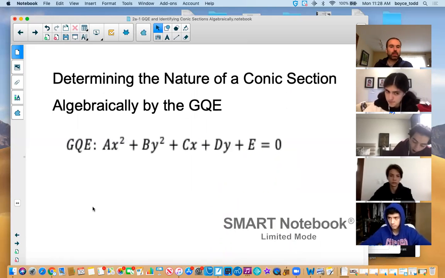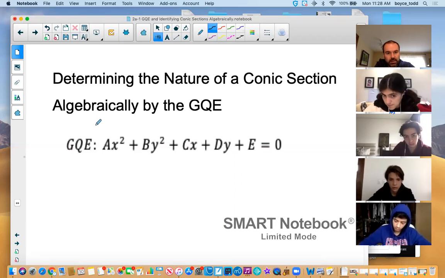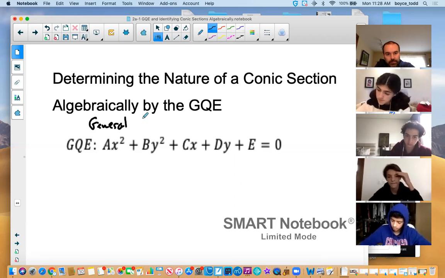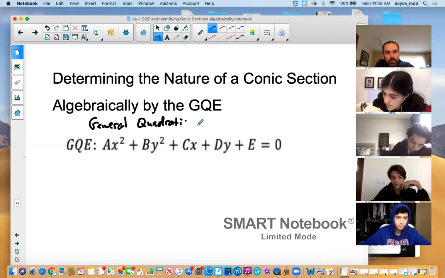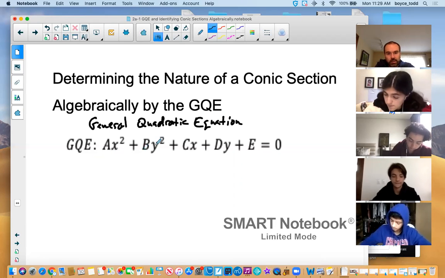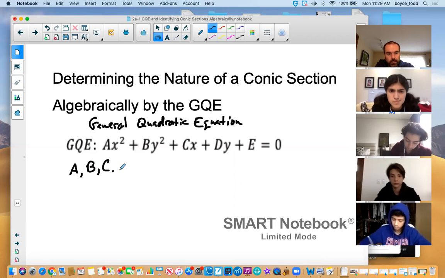All right, so GQE just means general quadratic equation. And the reason why it's called general quadratic equation is because this is the equation that all conics are built off of. All right, so ax squared plus b, where a, b, c, d, and e are in the set of real numbers. Okay, so those would be just constants. So those are all going to have a number when you do these equations.